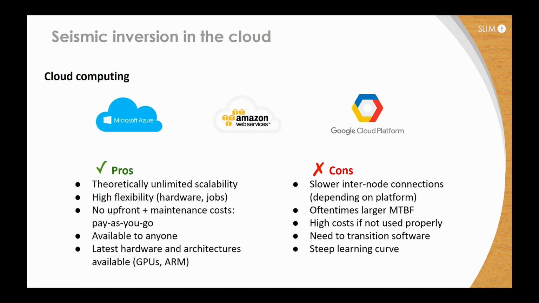I just want to point out that the cloud obviously has some advantages that you don't have on HPC on-premise clusters, mainly the flexibility, and that you don't have to pay any upfront costs. You can just log in, and you only pay for what you use. On the downside, there are some issues like slower node connections. It's a bit of a generalization, but the cloud providers have invested massively into HPC hardware, while many of the basic cloud nodes are typically not as fast in terms of the interconnect, and the mean time between failures is usually larger.